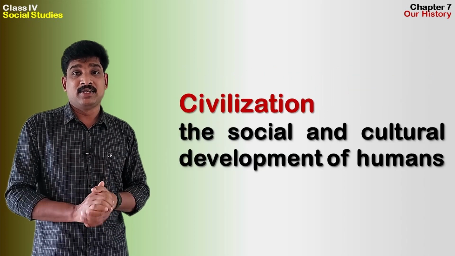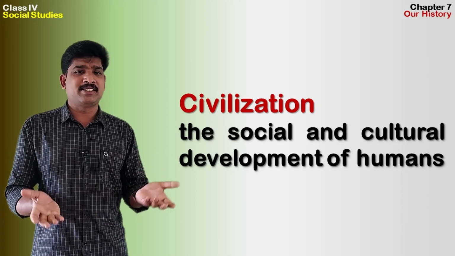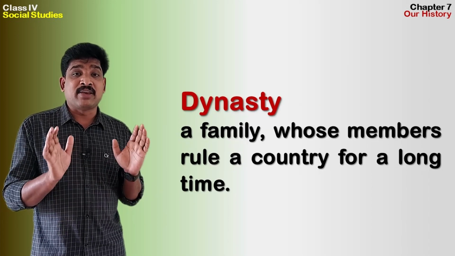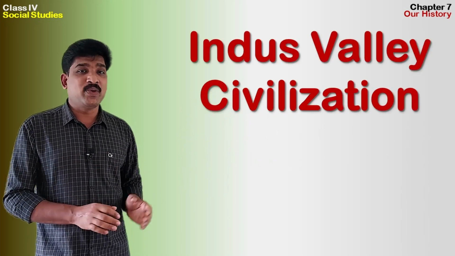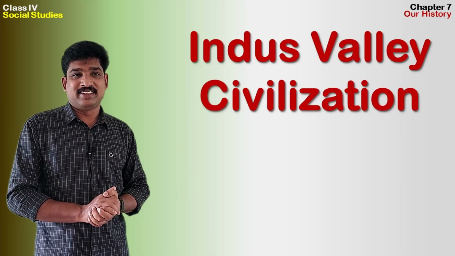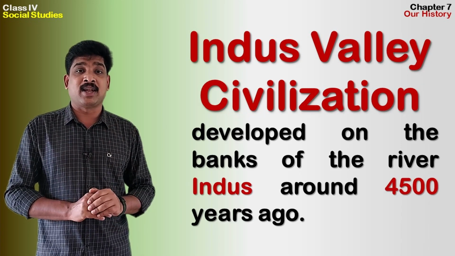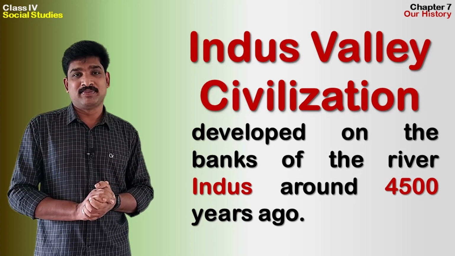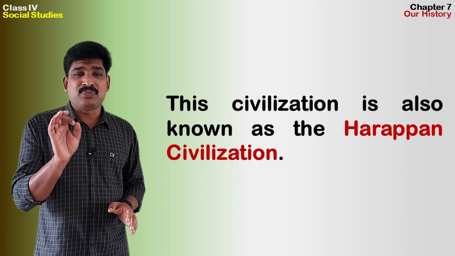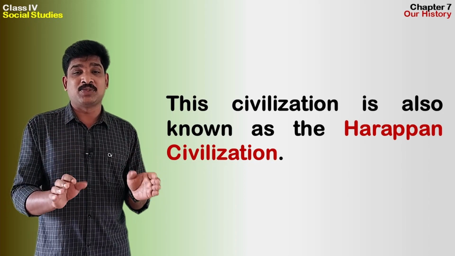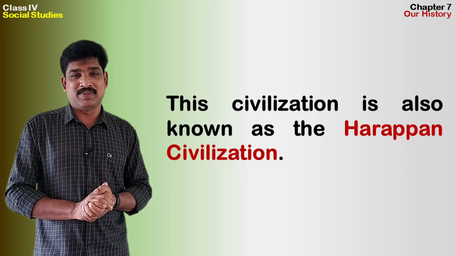What is civilization? Civilization is the social and cultural development of humans. And what is dynasty? Dynasty is a family whose members rule a country for a long time. Let us start with the Indus Valley Civilization. The Indus Valley Civilization developed on the banks of the river Indus around 4,500 years ago. This civilization is also known as the Harappan Civilization because the first city to be discovered by the archaeologists was Harappa. Mohenjo-daro was another important city of the Indus Valley Civilization.